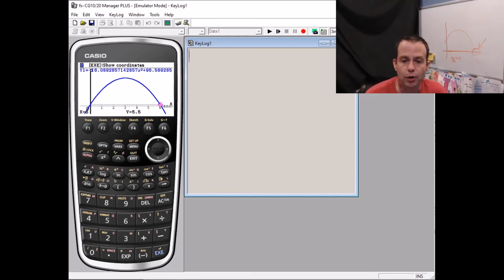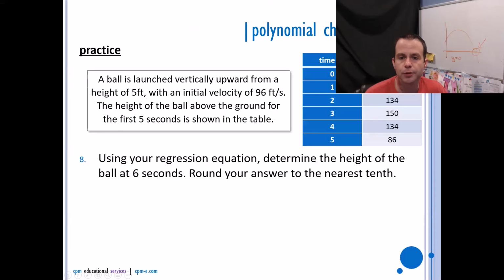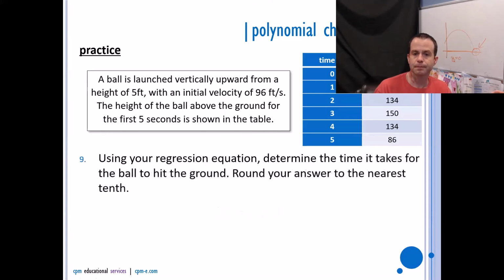Okay, so now I'll go back to the PowerPoint. And we're looking at 5.5, okay? Don't forget to have units in your answer as well. Okay, using your regression equation, determine the time it takes for the ball to hit the ground. That's a root, okay? So if you're a TI kid, you're gonna go Y2 equals 0 and solve for that intersection point. If you're a Casio kid, you're gonna go G solve root, and you should get 6.1 seconds.